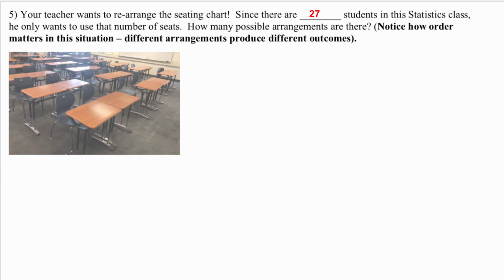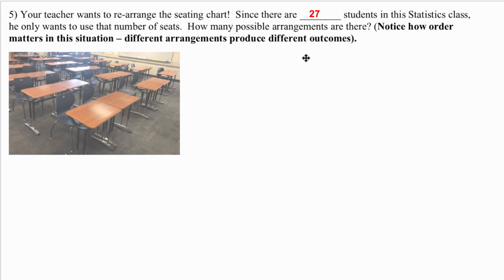One last quick example before we get to the formula. Let's say we've got 27 students in the class, and I want to rearrange the seating chart. How many different seating charts are available? One key with permutations that we won't really highlight until we talk about combinations is that order matters. If student Joe sits here and student Katie sits here, that's different than if Katie sits here and Joe sits here. Joe, Katie is different than Katie, Joe. We see that order matters. Different arrangements produce different outcomes.